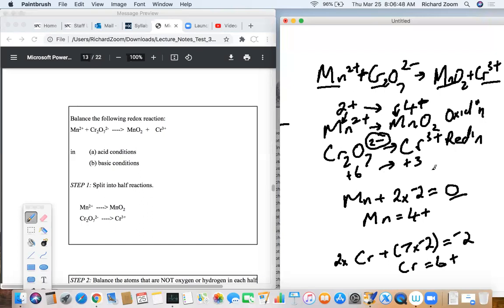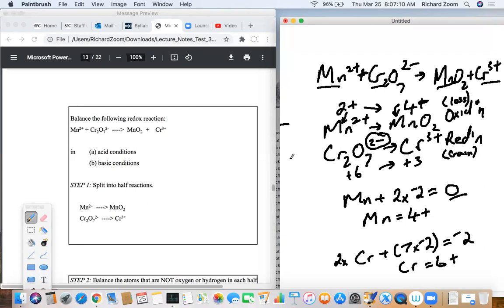Now, if you remember what I talked about, reduction is gain of electrons. It means electrons should be on the reactant side. And for oxidation, that's loss of electrons. We talked about this last time. And that means that electrons will be on the product side.